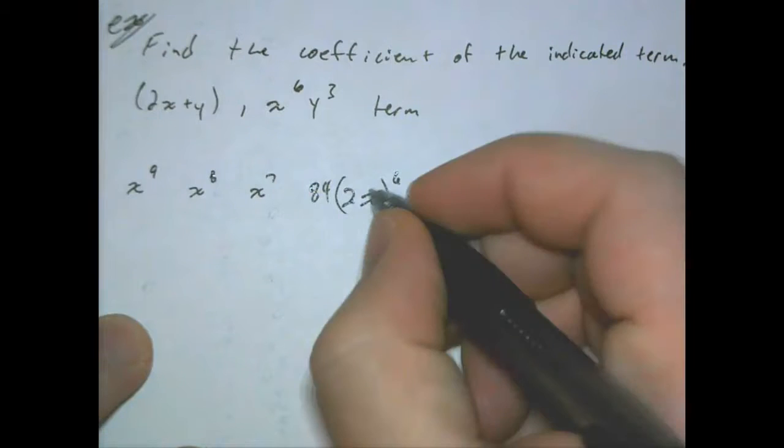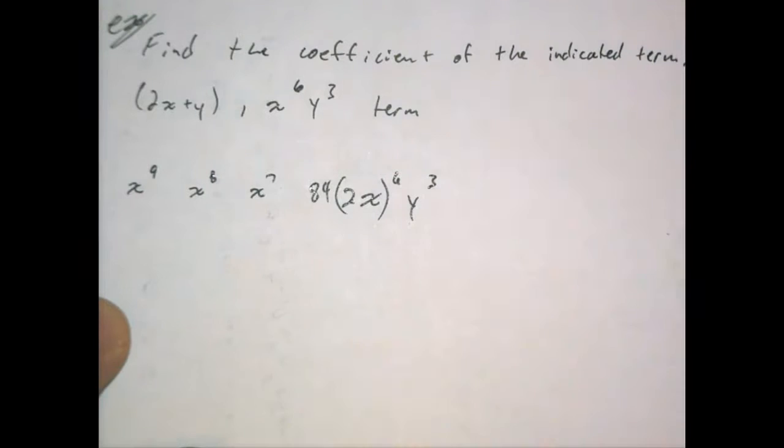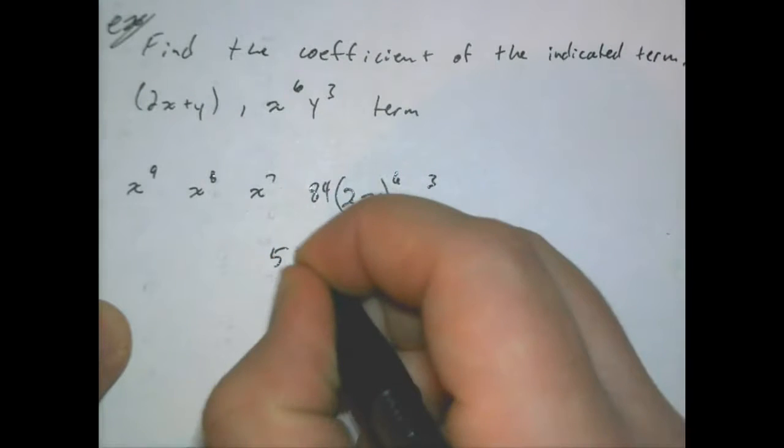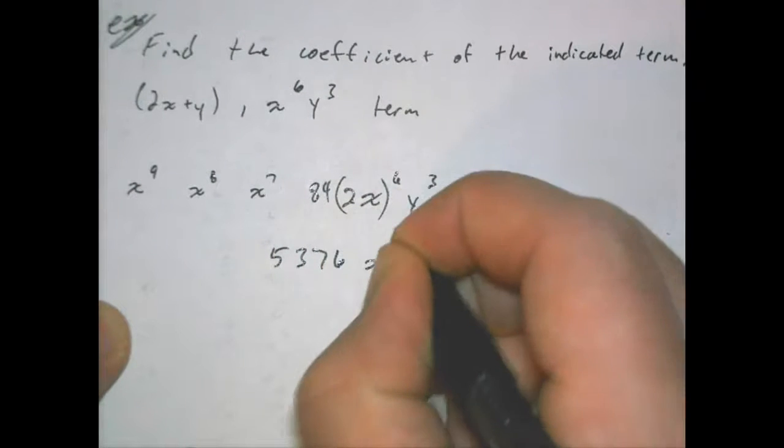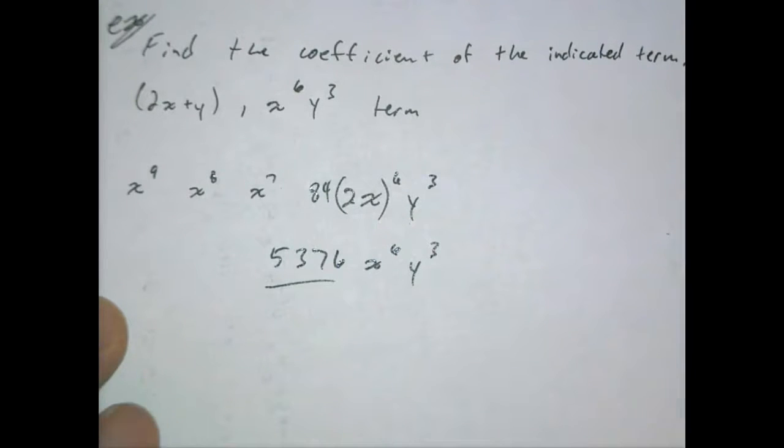Okay, so now it's just a matter of multiplying this out. So I have 84 times 2 to the 6th times y cubed. So really 84 times 2 to the 6th should be 5376 x to the 6th, y to the 3rd. So there would be my coefficient. That's all those ones are asking you to do.